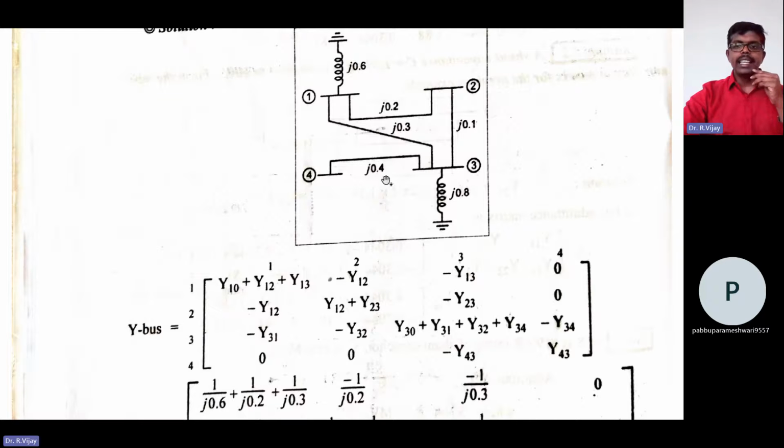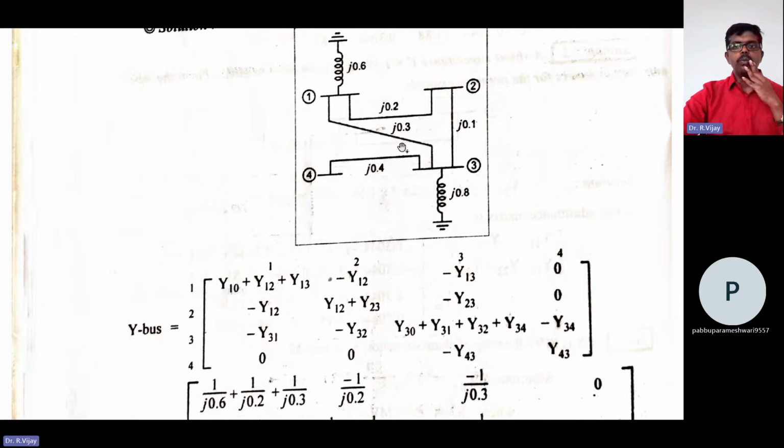Next Y33, whatever is joining node 3. Four connections are there, three plus the self impedance. That is Y30 first, the self impedance, next Y31, next Y32, next Y34. Next, minus of Y34. Similarly Y41, but no connection, so 0.